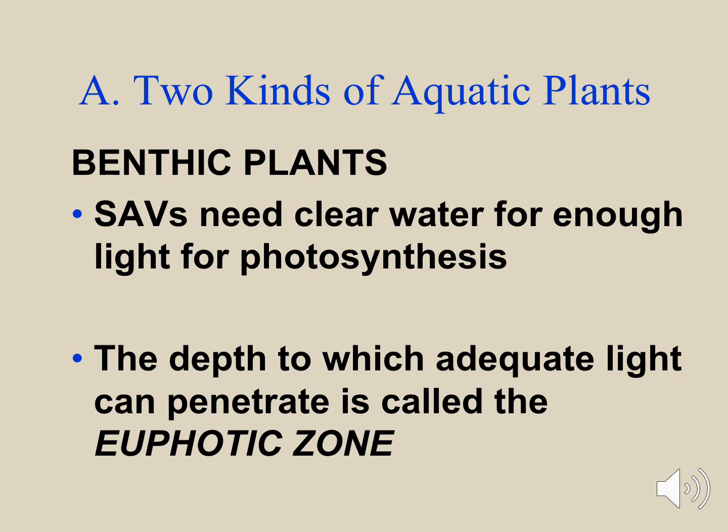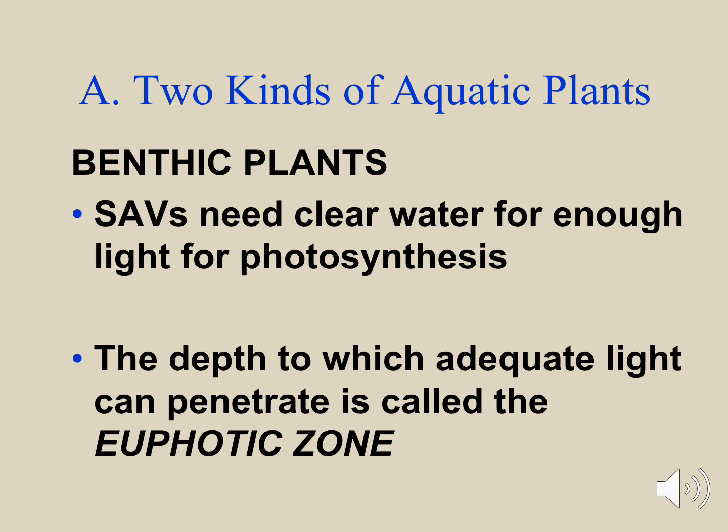The benthic plants that never break the plane of the water are what we call submerged aquatic vegetation. They need clear water. They're green plants. They photosynthesize. So sunlight has to be able to penetrate the water for these benthic plants to thrive and to grow. So they need clear water for enough light to photosynthesize.